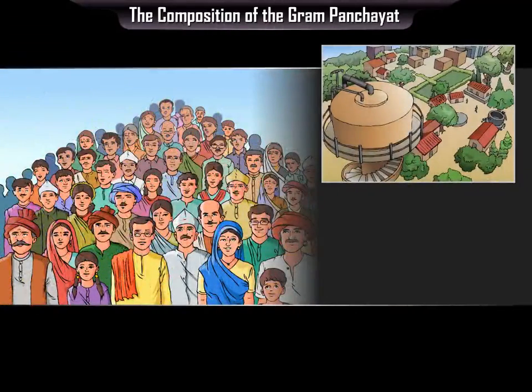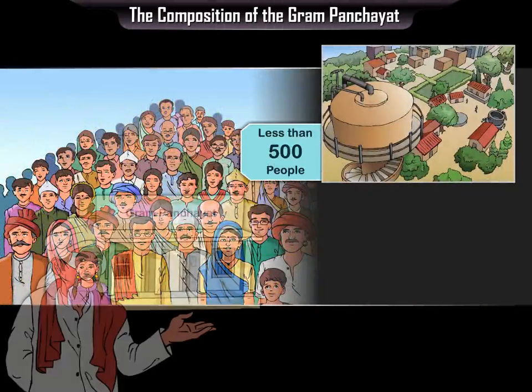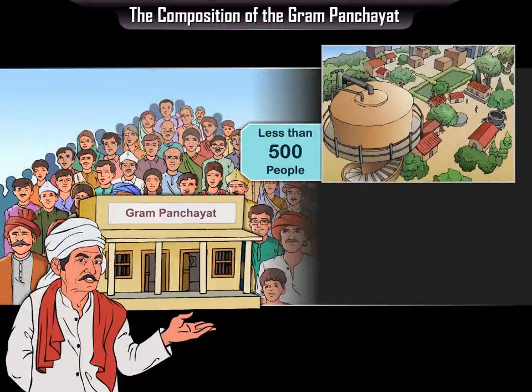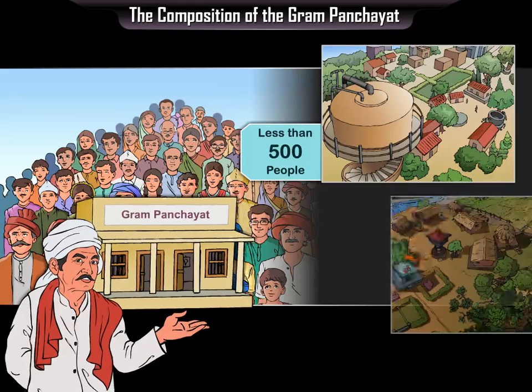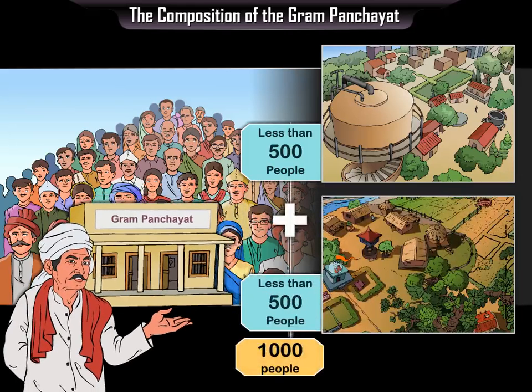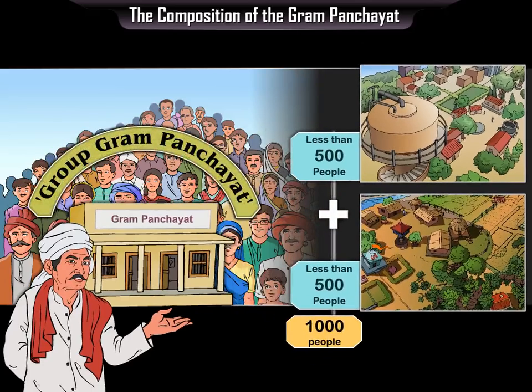Certain villages have a population of less than 500 people. A Gram Panchayat cannot be formed in such a village. In that case, 2 or more villages come together to form a common Gram Panchayat. Such a Gram Panchayat is called a group Gram Panchayat.